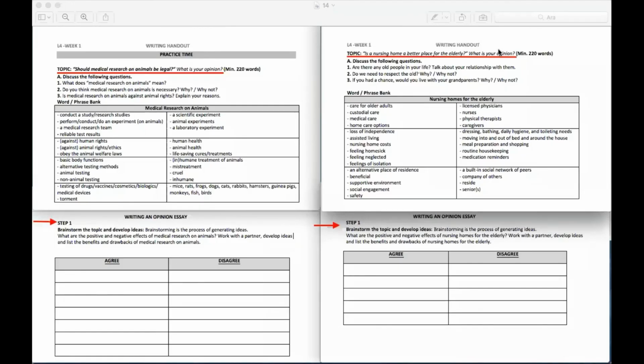The first step is brainstorming. You're supposed to generate ideas and list the positive and negative effects of these topics. The words and phrases banks, which include frequently used words and phrases in these contexts, will help you.